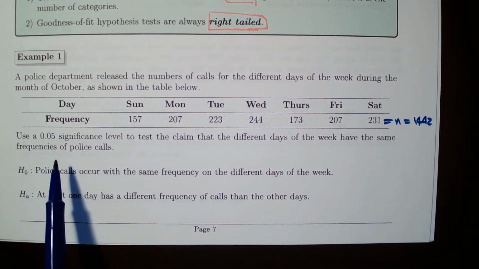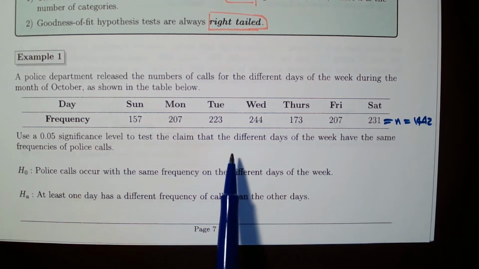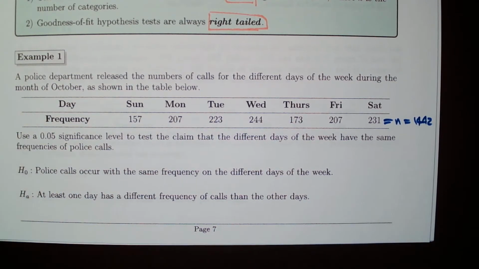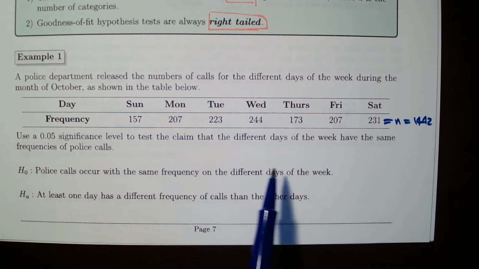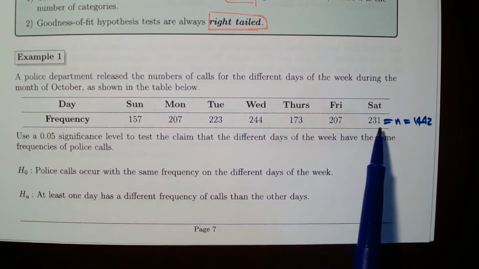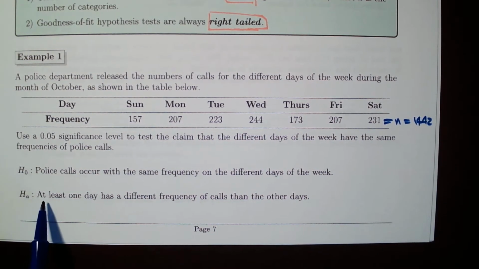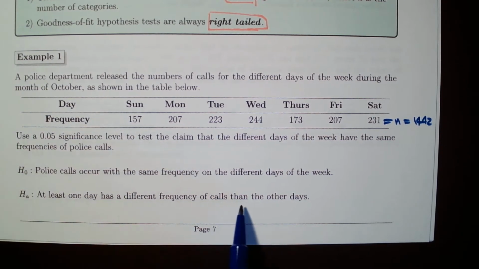Use a 0.05 significance level to test the claim that different days of the week have the same frequencies of police calls. In this case, the null and alternative hypotheses will be in the form of a sentence. The null hypothesis is that police calls occur with the same frequency, that is, there's no difference in the proportion of calls for each day. Otherwise, we collect data to state the alternative: if you look at the numbers, they differ for every day. That's our alternative hypothesis, that at least one day has a different frequency of calls than other days.